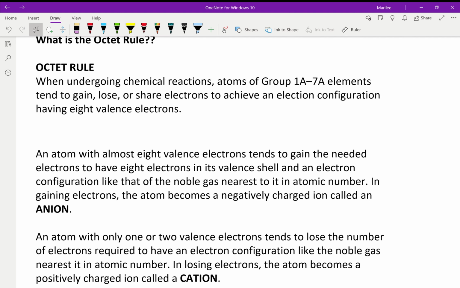An atom with almost 8 valence electrons tends to gain the needed electrons to have 8 electrons in its valence shell, right? So if we have, let's say, 7 electrons, that means that this atom is going to want to gain 1 more electron to fill that outermost shell of having 8 electrons. And this is known as an atom becoming negatively charged, so it's called an anion.